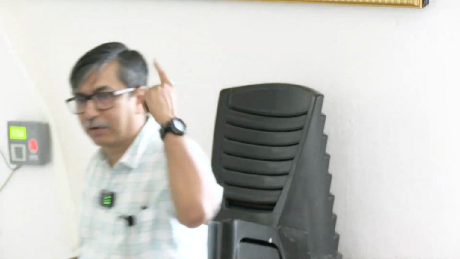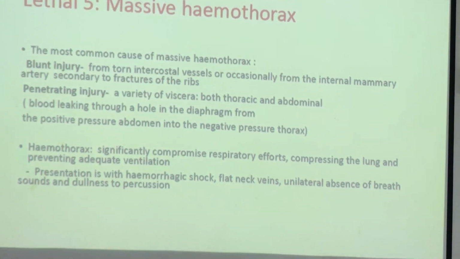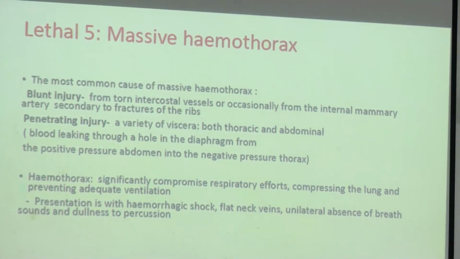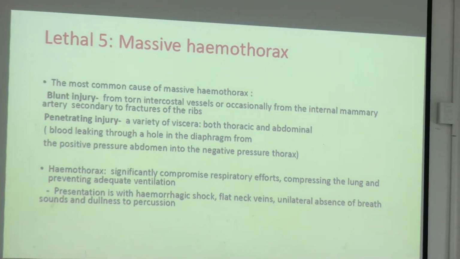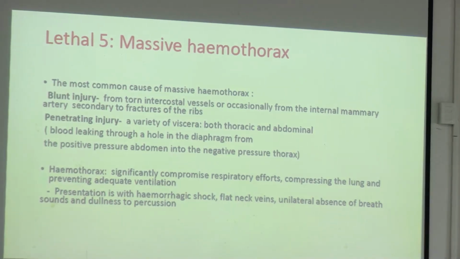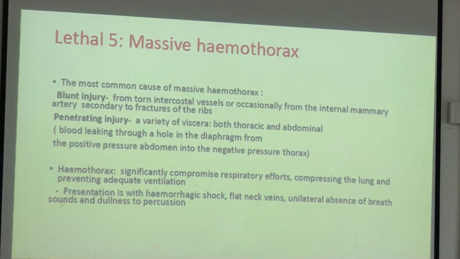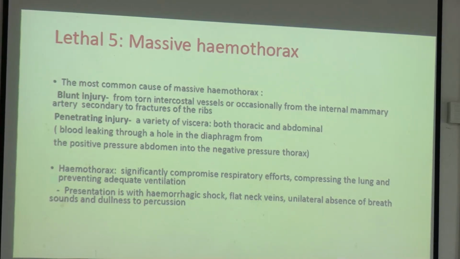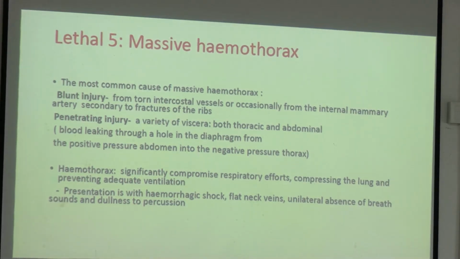নাও লেথাল 5, তাহলে 1 2 3 4 কি ছিল আরেকবার? লেথাল 1 কি ছিল? এয়ারওয়ে কম্প্রোমাইজ। লেথাল 2 টেনশন নিউমোথোরাক্স। লেথাল 3 সিমিলার প্রেজেন্টেশন বাট ডিফারেন্ট, পেরিকার্ডিয়াল tamponade। লেথাল 4 open pneumothorax which has a potential of developing into tension pneumothorax.